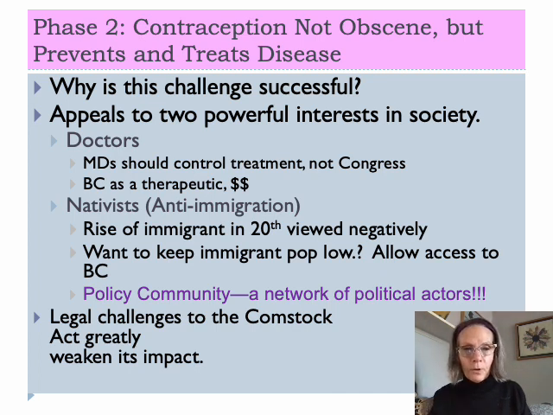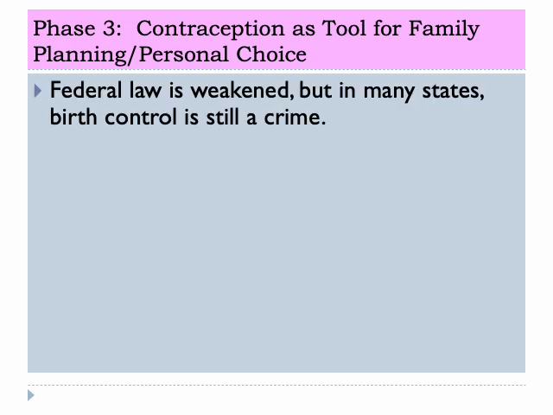use birth control for therapeutic reasons, that doctors can use the mail in order to distribute birth control for medical reasons. And so you can really see that begins to chip away at the power of the Comstock Act. So the Comstock Act, that federal law, is weakened, but the little Comstock Acts are still in place in many states, thus making the distribution and use of birth control a crime.